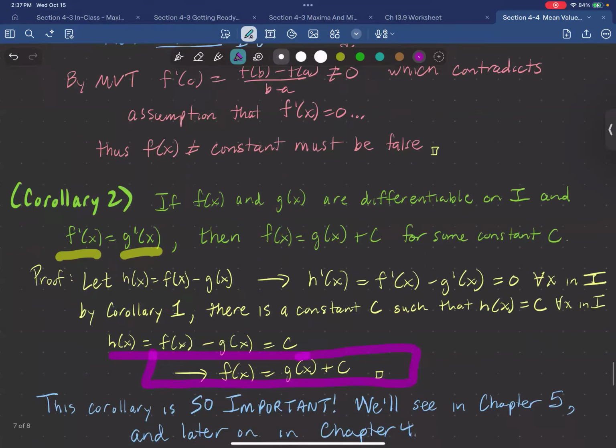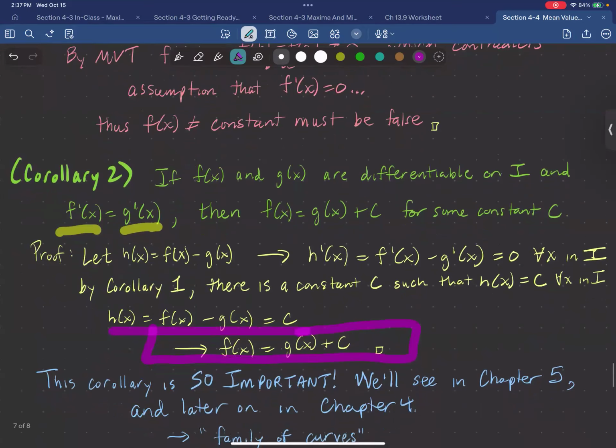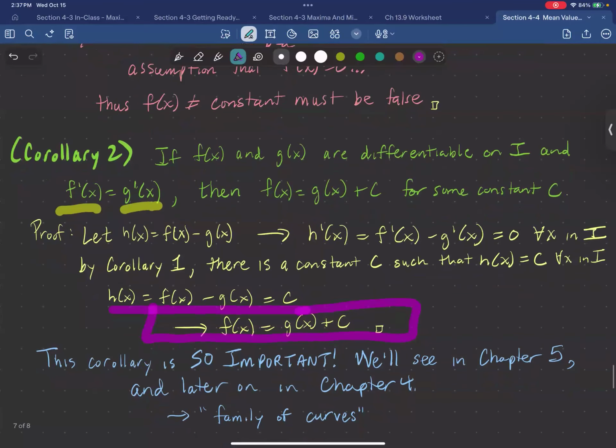This corollary is super important. We're going to see it in chapter 5. It comes up later on in chapter 4, but it's huge in chapter 5. This is called family of curves, and in chapter 5, c ends up being the constant of integration. This is going to be huge. It's an important rule. But we're not to integration yet. We'll get there.